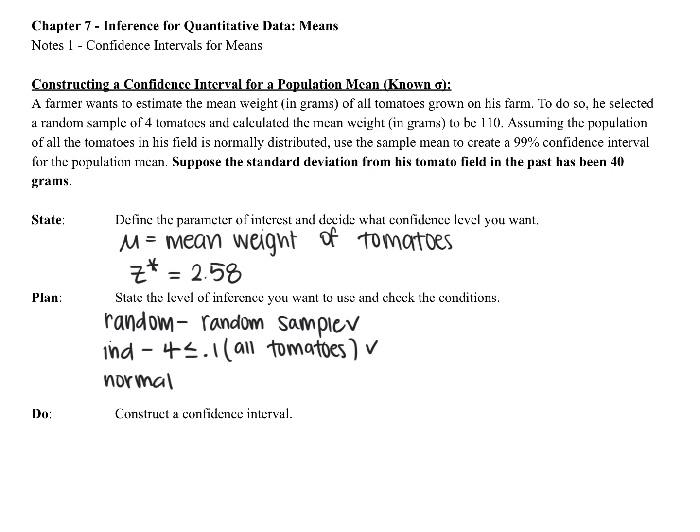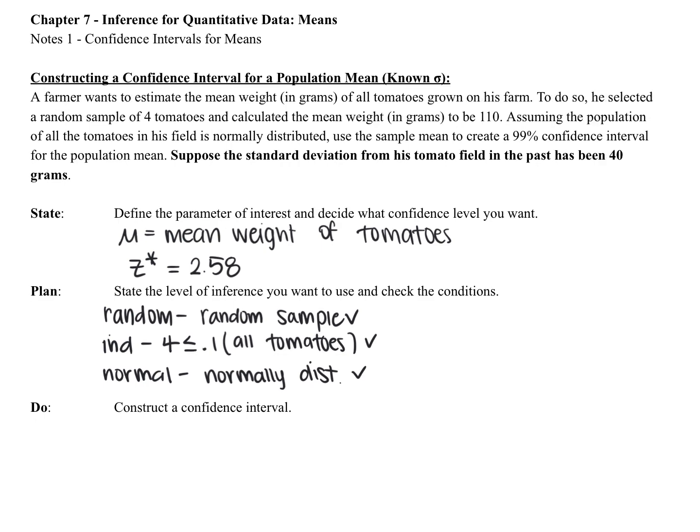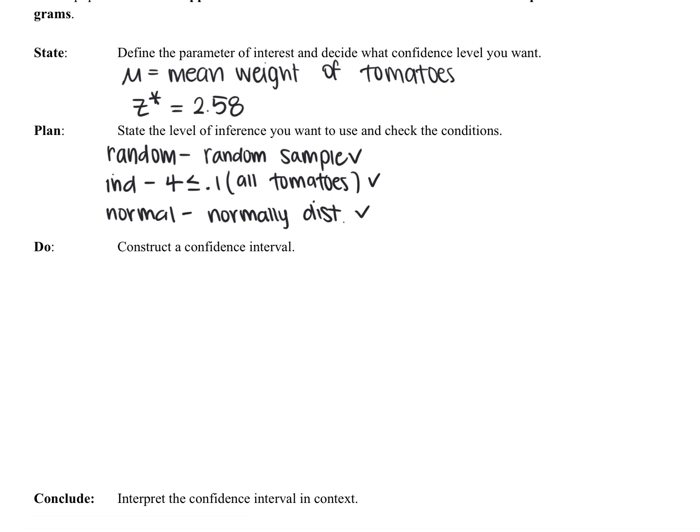So now, obviously our sample size of 4 is not greater than or equal to 30, but it does say in the problem that the population is normally distributed. So we're good, because remember, no matter the sample size, if your population is normally distributed, your sample will be as well. So now we can actually go to construct our confidence interval.